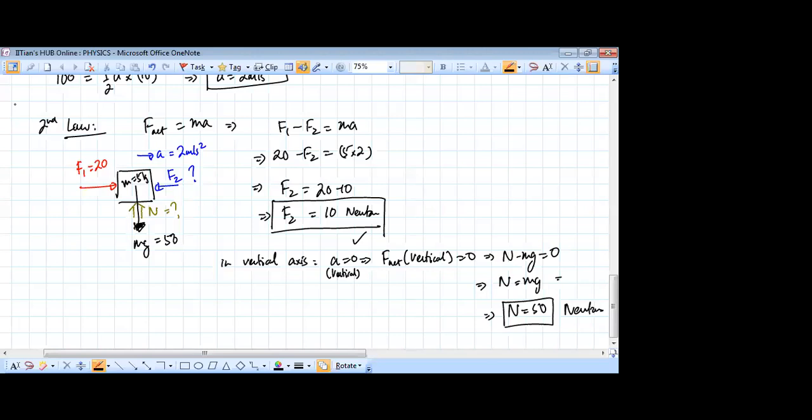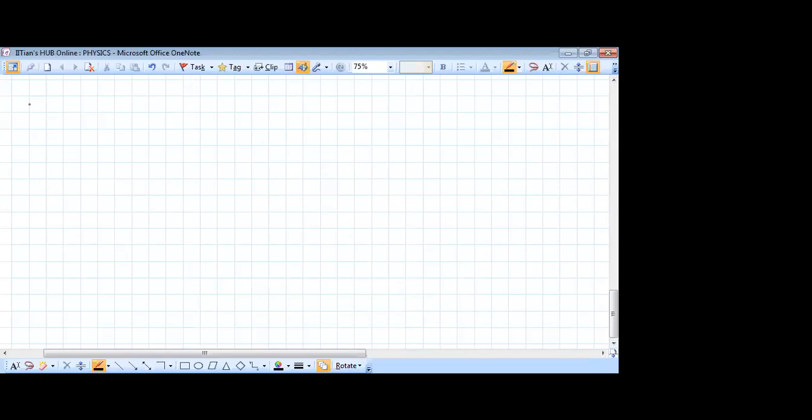Okay, people, this question is clear so far. Okay, now the second part is nothing really. You have to just calculate the momentum at t equal to 10 seconds. So that momentum is nothing but mass into velocity.